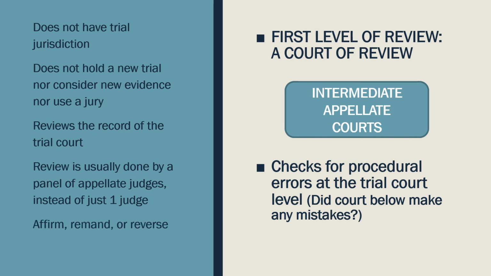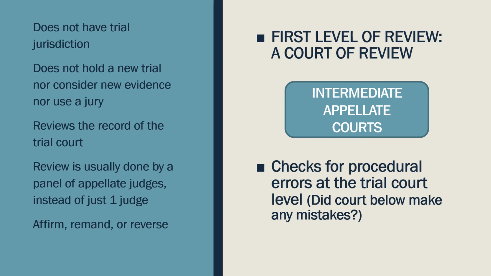Now, there are three things that this intermediate level court can do. They can either affirm the decision at the lower court level, and what they're saying, if they affirm it, is we've reviewed the record and there doesn't seem to be any material mistake that the trial court judge made. So we're affirming the decision of the trial court.